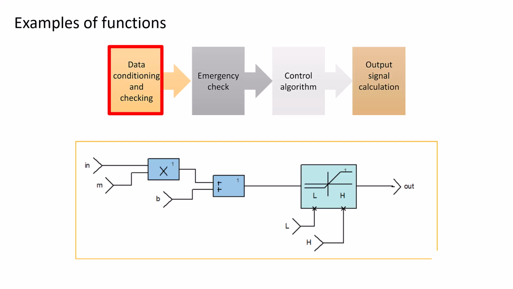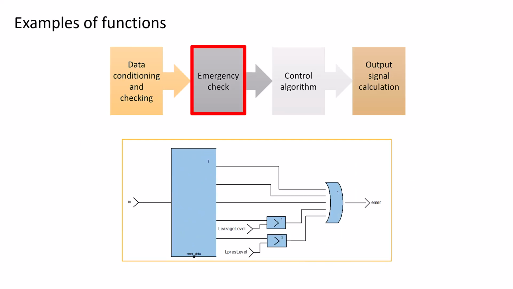The next element is the emergency check. All the emergency signals that we get, for example, the leakage sensor level, here for example the pressure input. There are also the emergency switch and the emergency button. Everything is gathered to have the information whether we have an emergency stop or not.